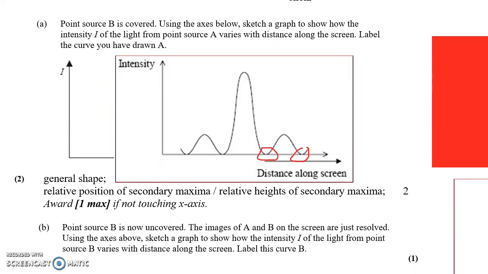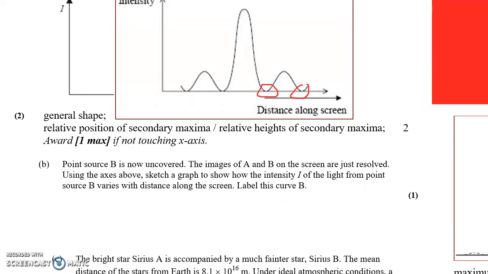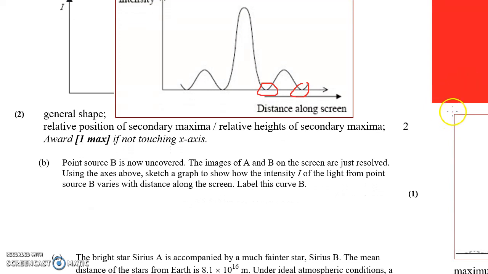Now it says point B is uncovered, so now you have both light sources on the screen, and it also tells you that they're just resolved, and that's a key point. That if they're resolved, they should be a certain distance apart. The two maxima should be a certain distance apart. So again, using the axes, sketch the graph now of how the intensity of light from the second source varies with distance on the screen. So it's asking you to draw apparently a very similar shape, but it will be in a different place.